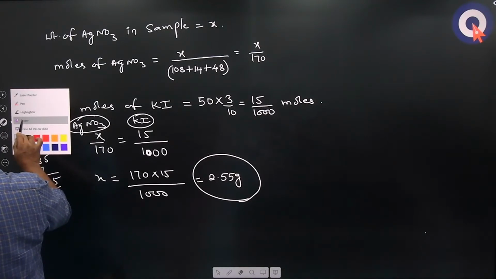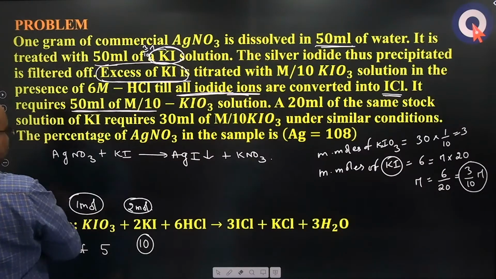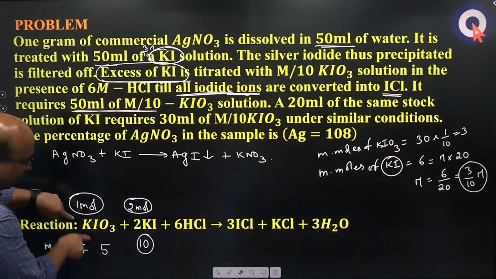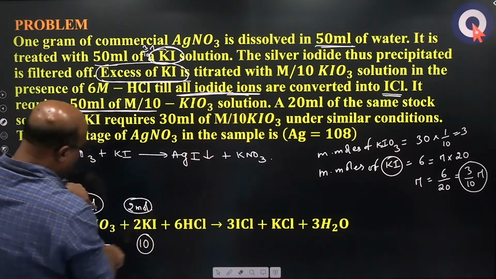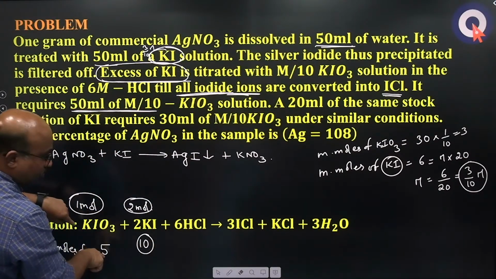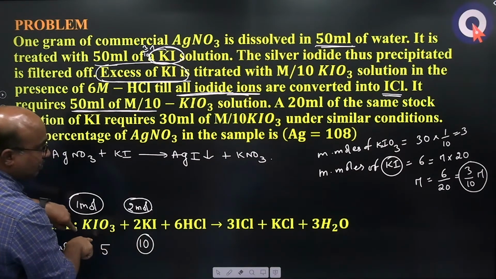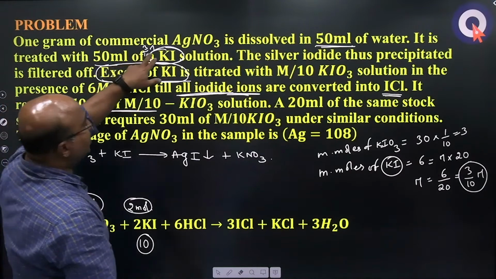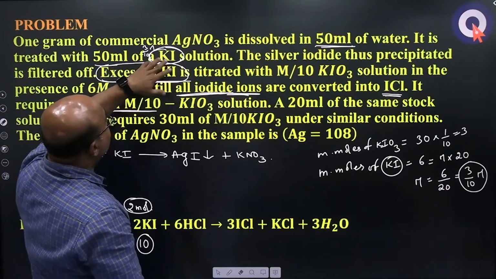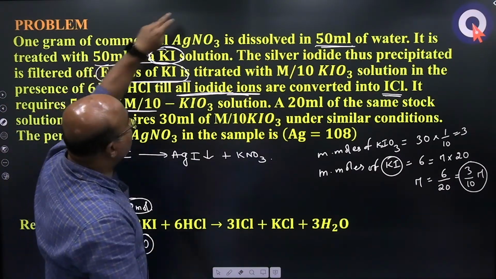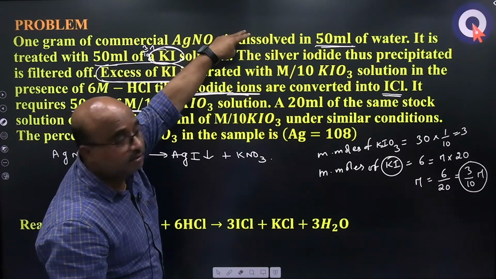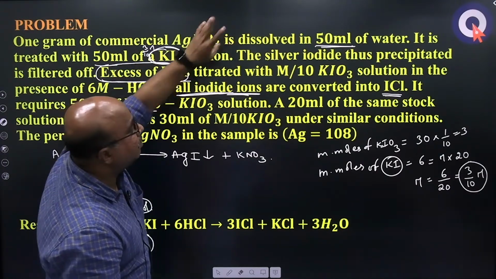So what we already say from here, just use this. We have 5 millimoles of KIO3. How many millimoles of KI should react for this? 10. Totally how much we added? 15. So in this 15, how much was reacting only with silver nitrate? How much was reacting with silver nitrate? Only 5.